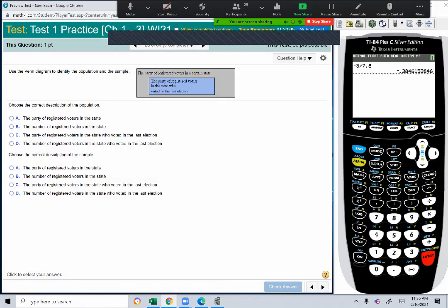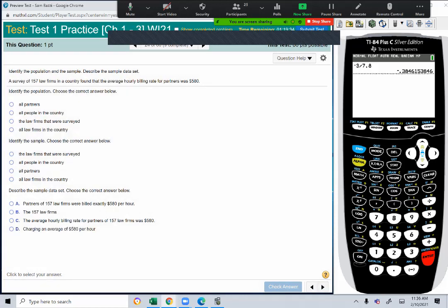See? Use the Venn diagram to identify the population and the sample. The population is going to be the one in gray, the big thing. The party of registered voters in a certain state, and the blue one will be the sample because it's a subset, it's a portion. The party of registered voters in the state who voted in the last election. Remember, a sample is a subset of a population.